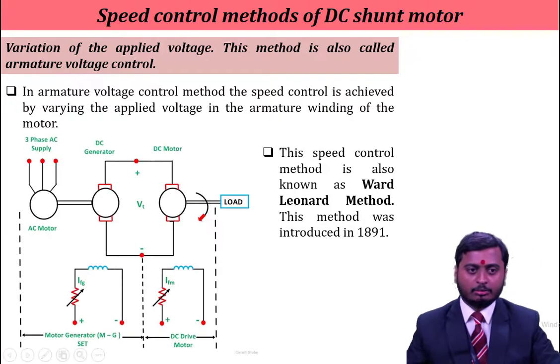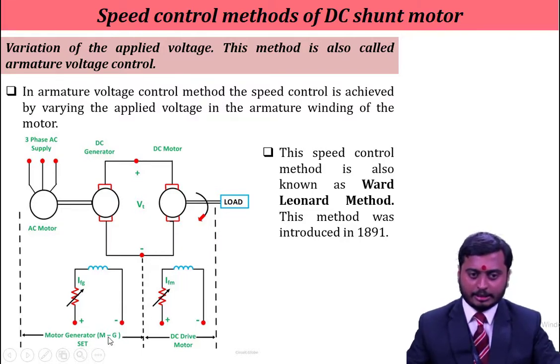So this is the figure. Here you will observe that this will be your DC generator, this will be your motor, the load is connected, and this will be your field windings. So this is a motor generator, that is the MG set, and this is the DC drive set. Now this speed control method is also called the Ward-Leonard method, and it was introduced in 1891.